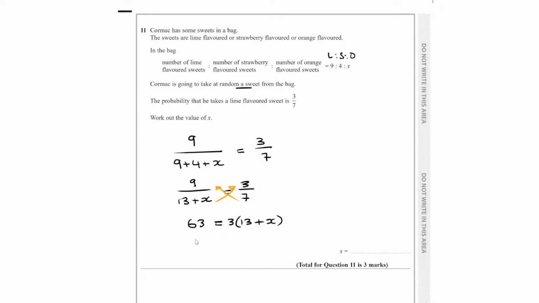We've just got a linear equation to solve at this point, so obviously I'm going to expand the brackets. 39 plus 3x. I'm going to subtract 39 from both sides, which gives me 24 is 3x, and now divide by 3. So you should get 8. This one is just maybe a little bit tricky because you have to create the equations first.